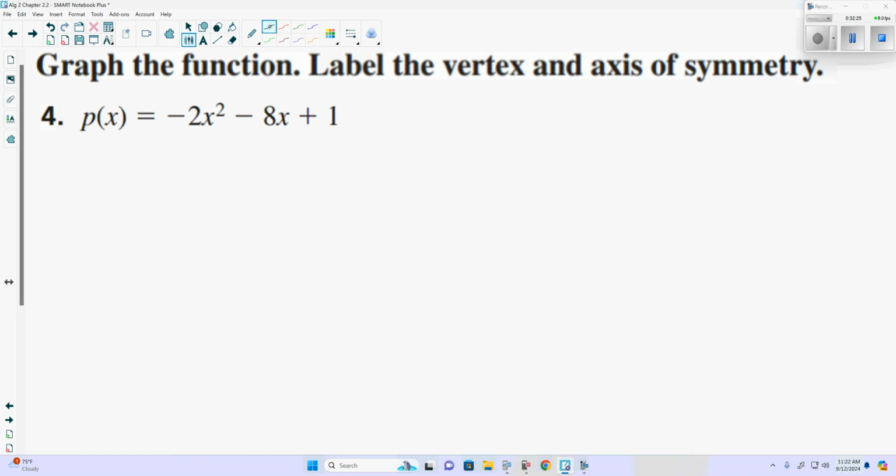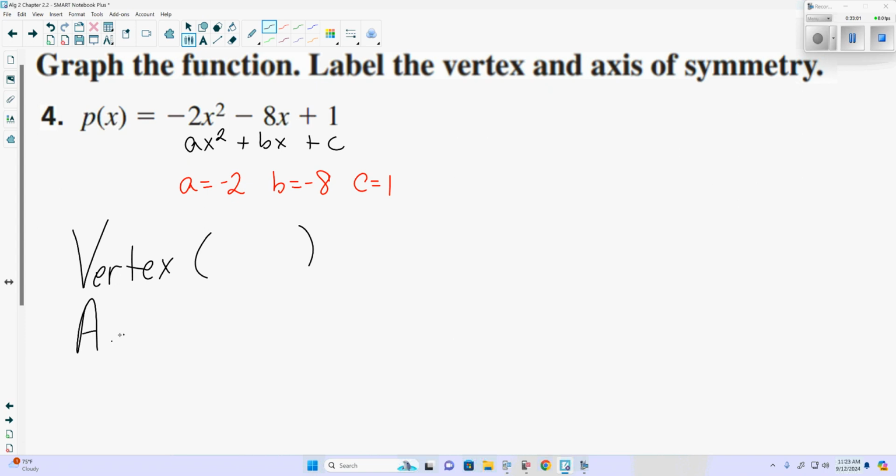So I'll write the general form. ax squared plus bx plus c. A is negative 2. B is negative 8. And C is 1. Because we'll take the signs in front of each of the numbers. So the number and their sign, not the variable. The variable will not be a value for A, B, C. Just the numbers in front. And again, we're wanting to find the vertex and the axis of symmetry.